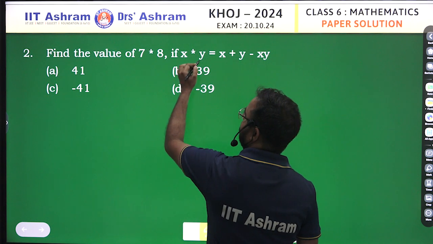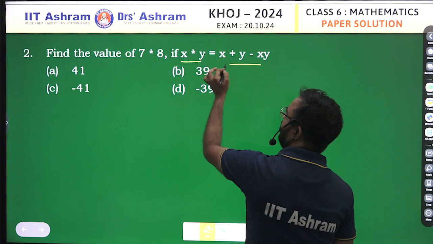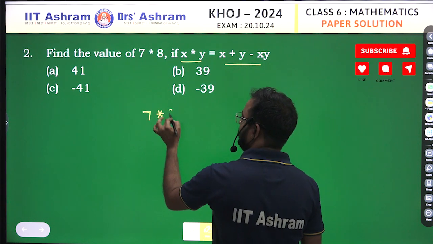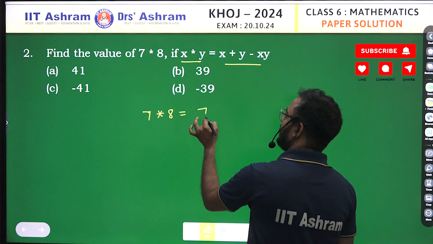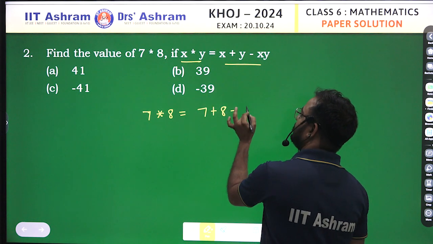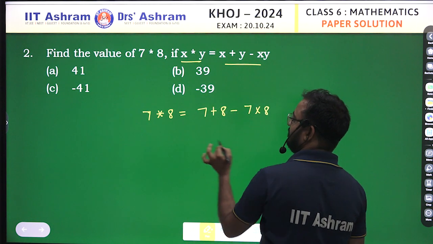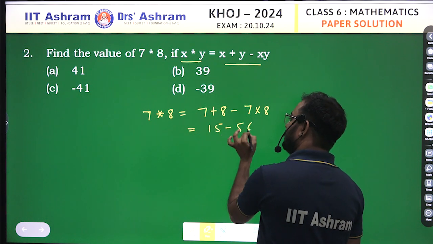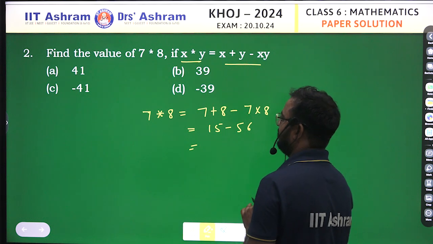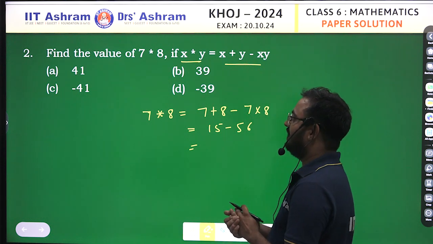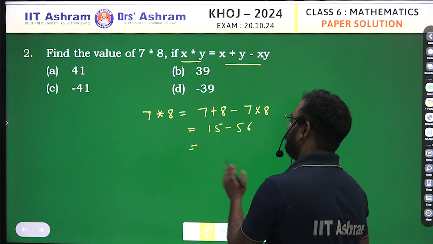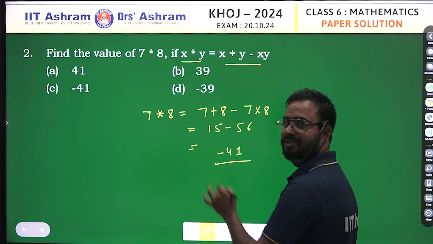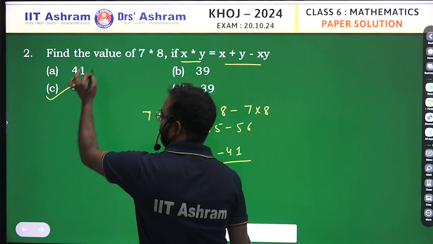Next question number second, find the value of 7 star 8 if x star y is equal to x plus y minus xy. 7 star 8 is equal to 7 plus 8 minus 7 multiplied by 8. 7 plus 8 is 15, and 7 8s are 56. 56 minus 15 is 41, so minus 41. So option number C is the right answer.